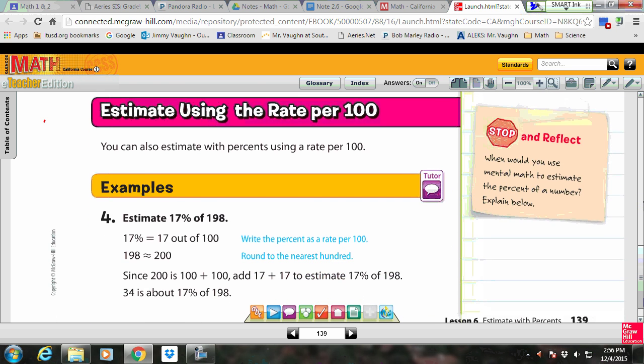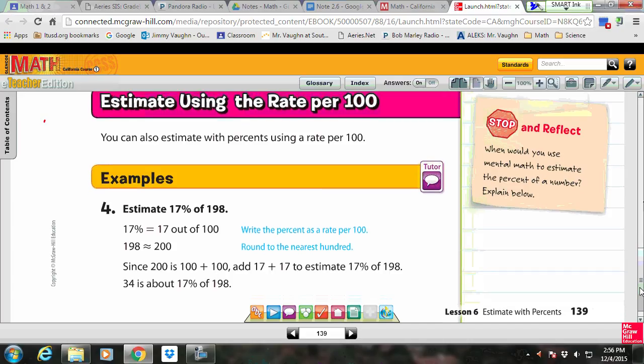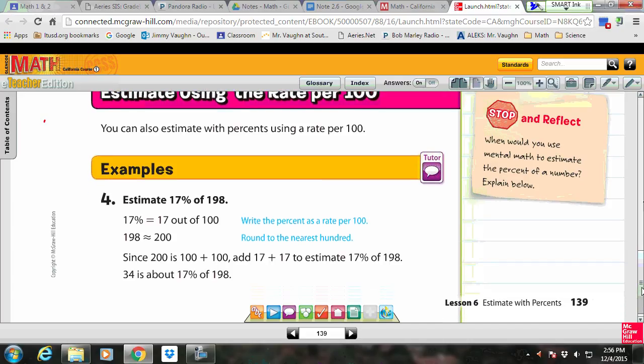Estimating using the rate per 100. This is useful when you have a number that you're working with that is close to 100. So draw a line. The next section is called estimating using the rate per 100, and this one I can tell you pretty darn quickly. So 17% of 198. 17% means 17 out of 100. 198 is close to 200, right?